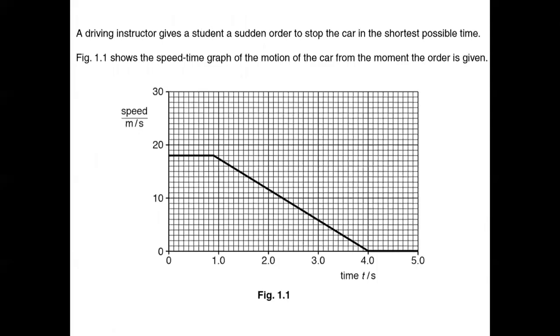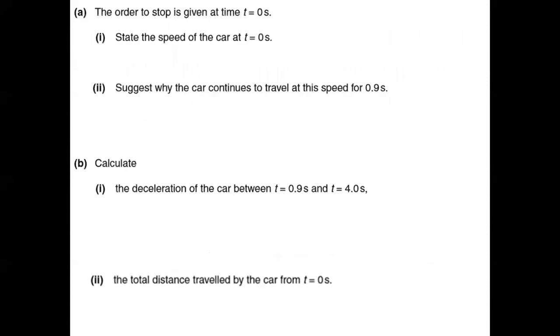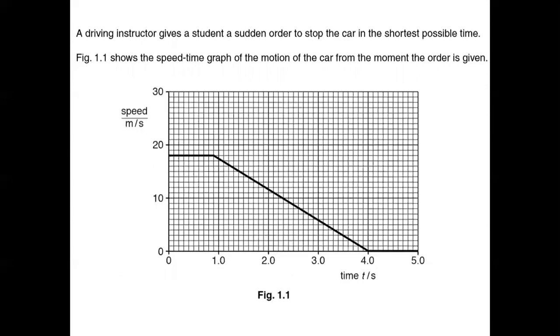Next problem. A driving instructor gives a student a sudden order to stop the car in the shortest possible time. Figure 1.1 shows the speed-time graph of the motion of the car from the moment the order was given. For the questions, we have the order to stop given at time t equal to 0 seconds. State the speed of the car at time equal to 0 seconds. So to know that, let's go back to the given graph. At time equal to 0 seconds, the speed is 18 meters per second.